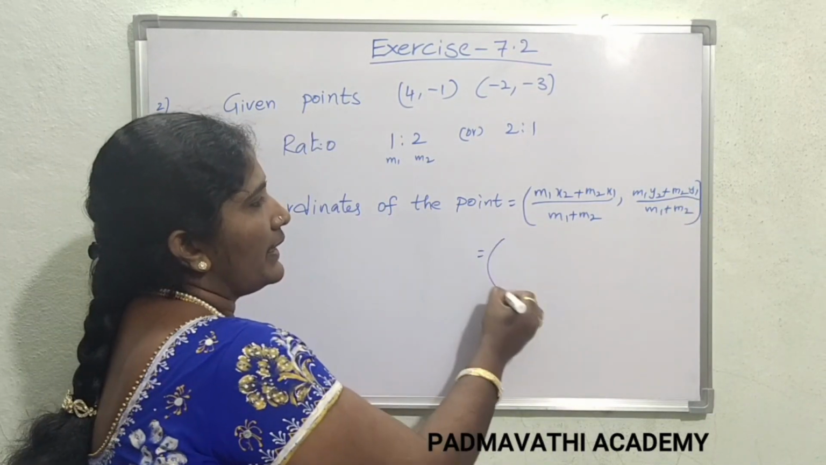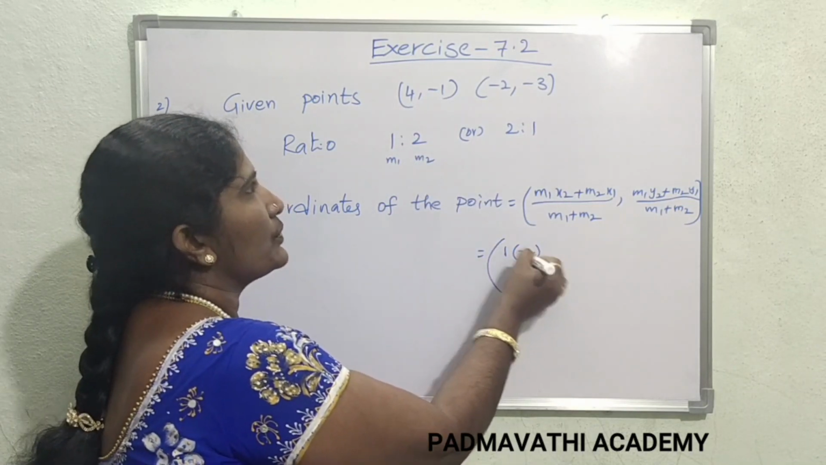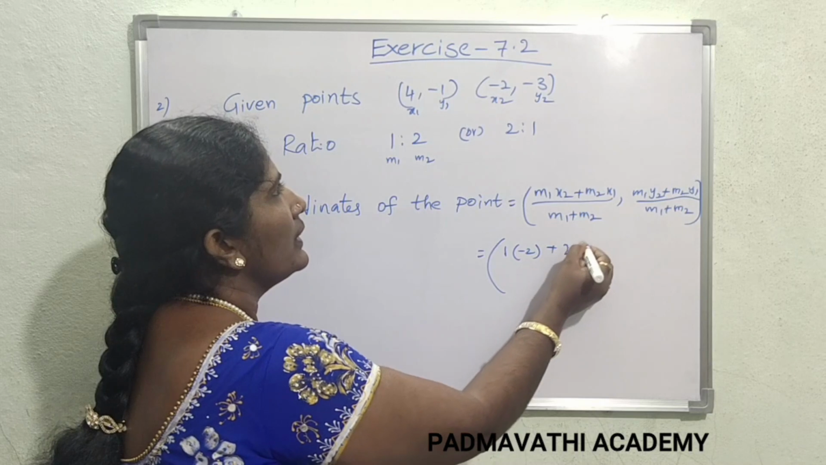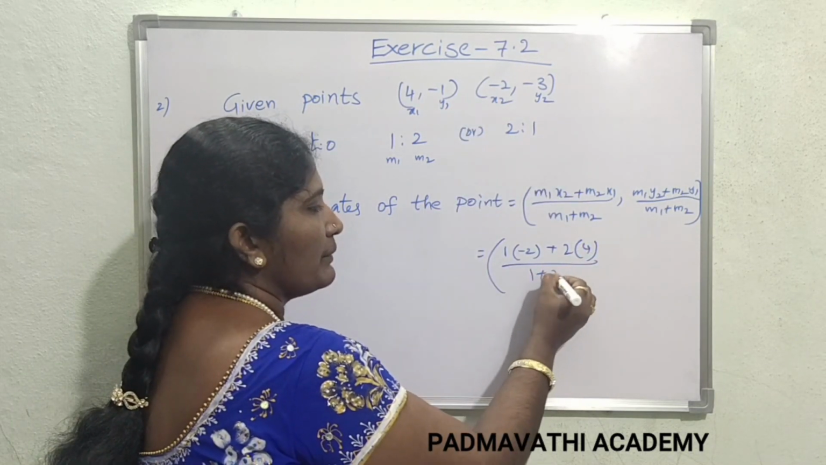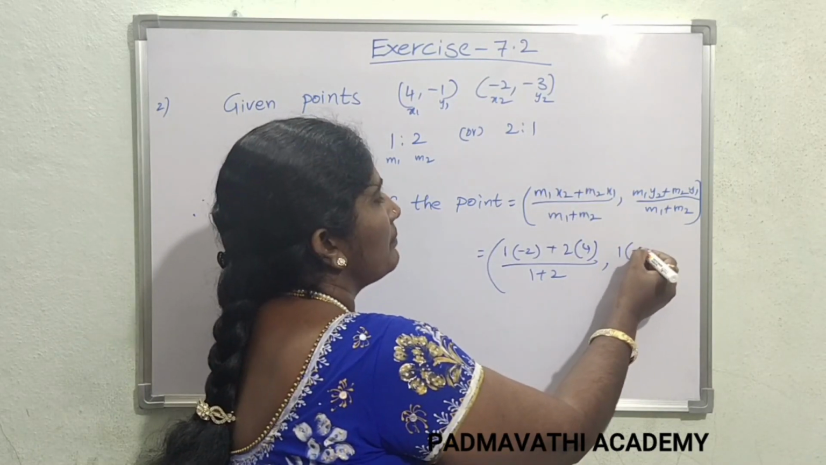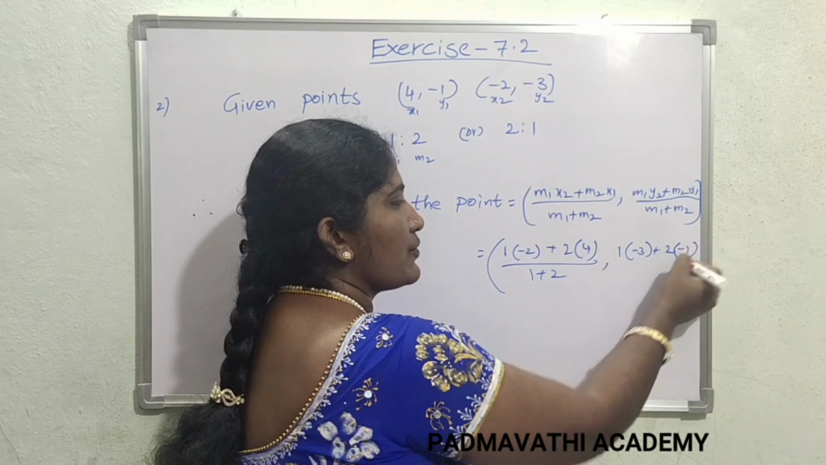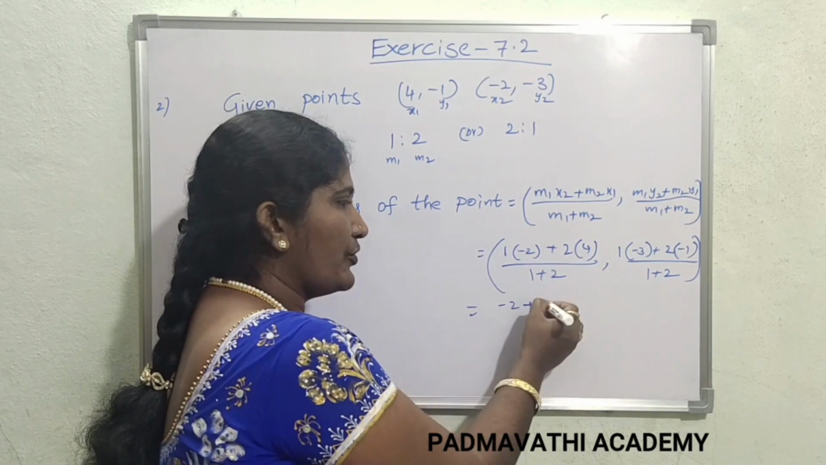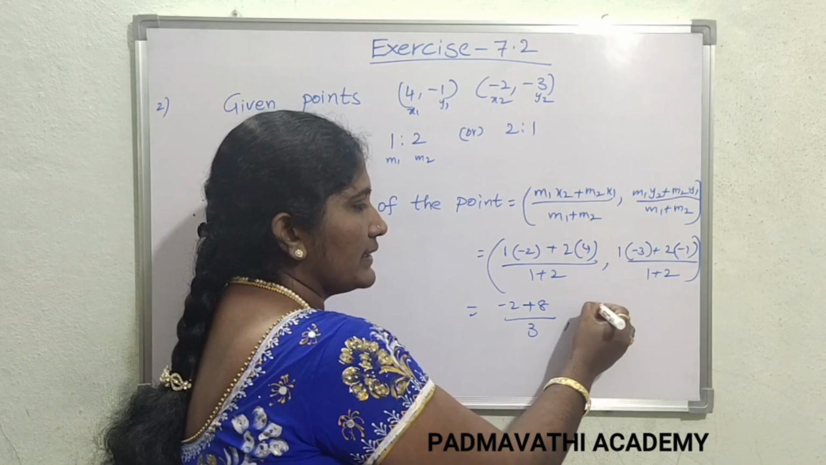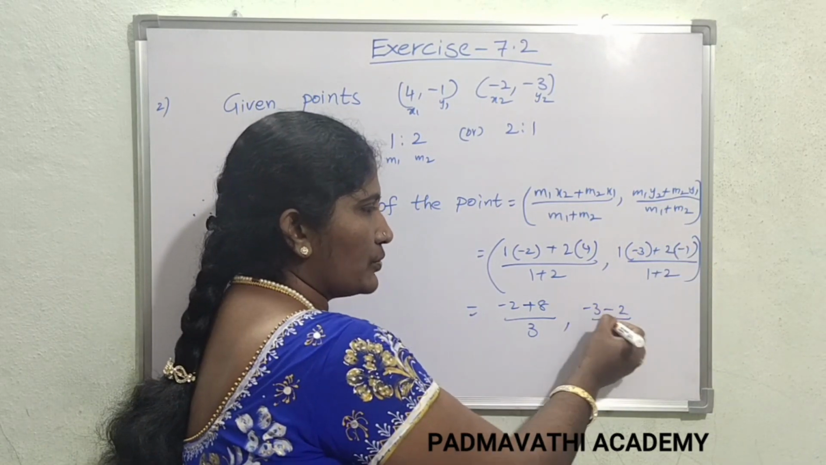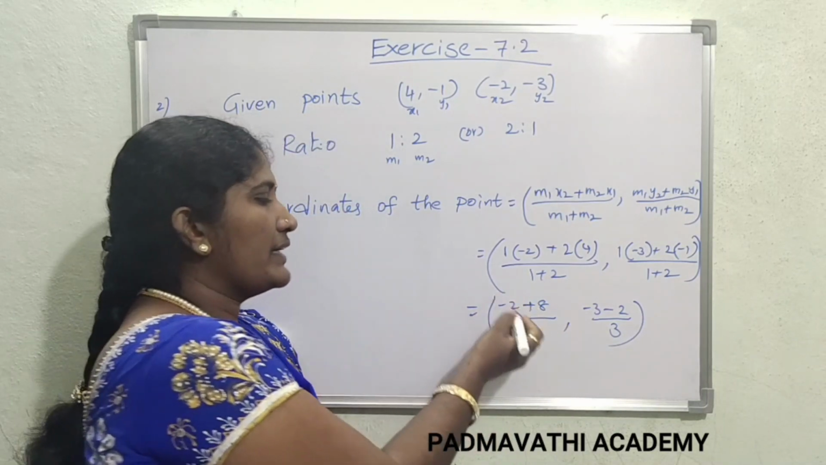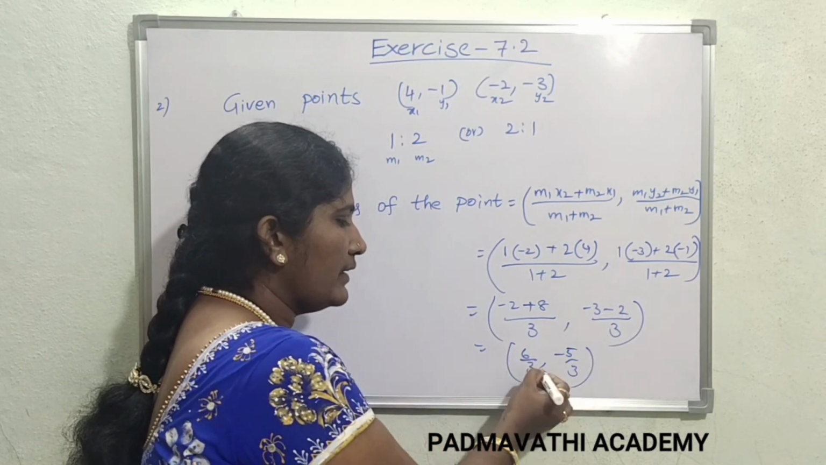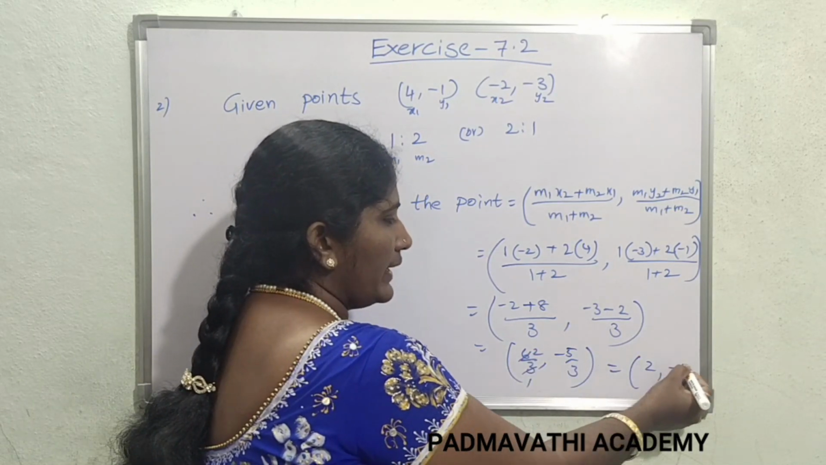Now substitute the values. m1 is 1, x2 is -2, x1 is 4, y1 is -1, y2 is -3. So x is m1 1 into x2 -2 plus m2 2 into x1 4 by m1 1 plus m2 2. Again, m1 1 into y2 -3 plus m2 2 into y1 -1 by 3. Multiply: 1 2s are 2, so -2 plus 2 4s are 8, over 1 plus 2, 3. Then 1 times -3 is -3, plus 2 times -1 is -2, over 3. Opposite signs, subtraction: 8 minus 2 is 6. Here both are the same signs, addition: -3 -2 is -5 by 3. Here cancellation: 3 2s are 6, so the result is 2 and -5 by 3.